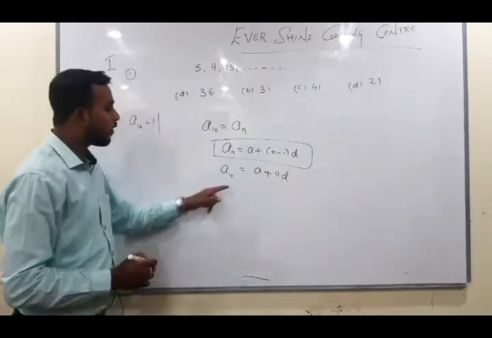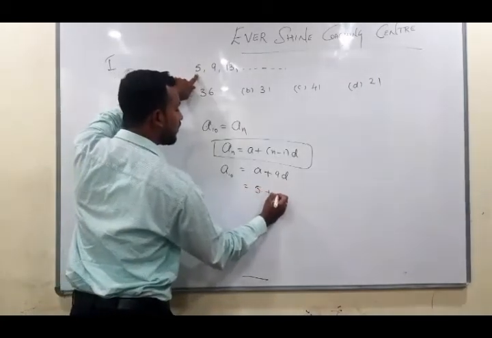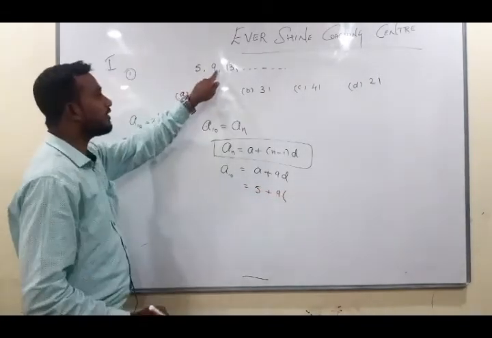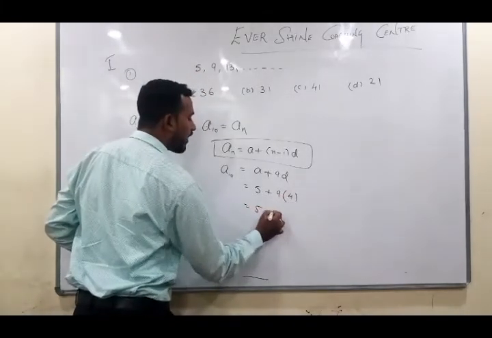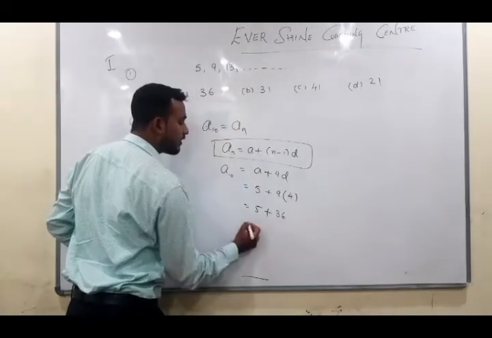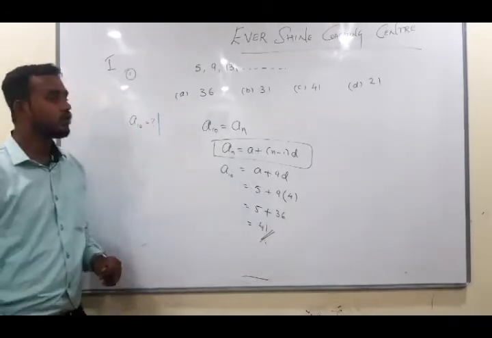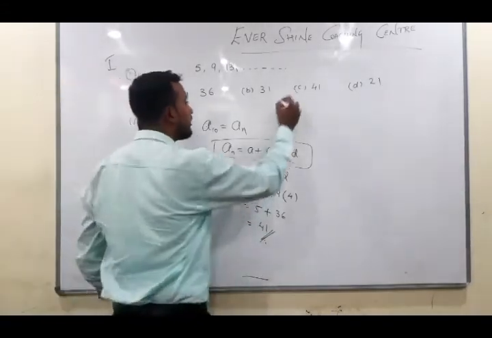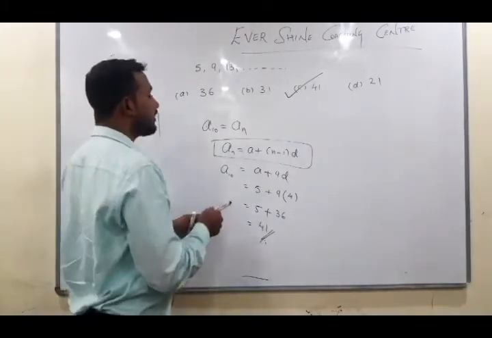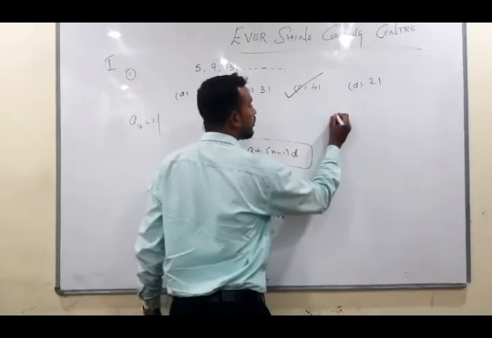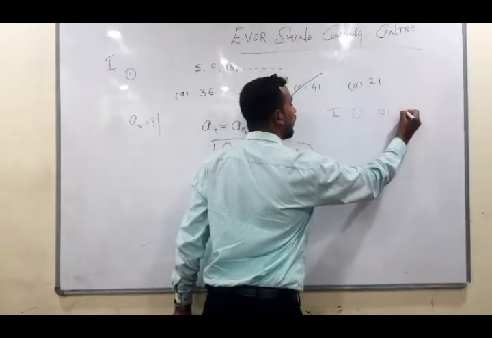Now what is a in this problem? What is a, the first term? First term is 5, plus 9 into d. Common difference, 9 minus 5, that is 4. That is nothing but 5 plus 9 fours are 36. 36 plus 5 is 41. So what is the answer? Option C is the correct answer. Right children? So while you are writing the answer, you should write the main question number 1, option C, 41 is our final answer.